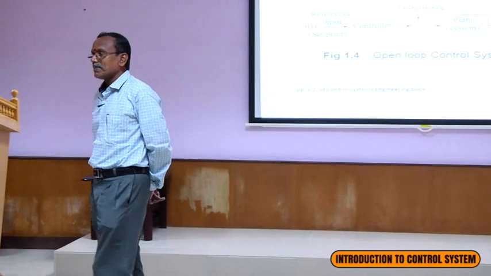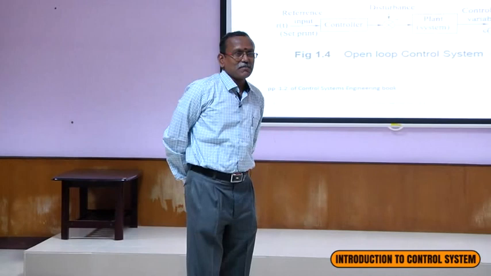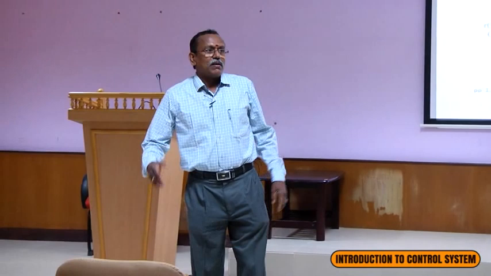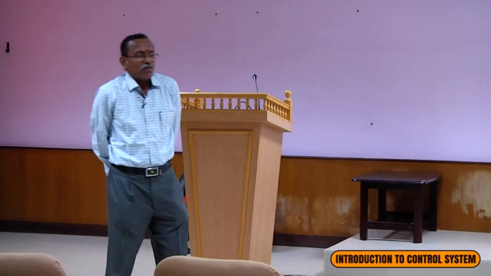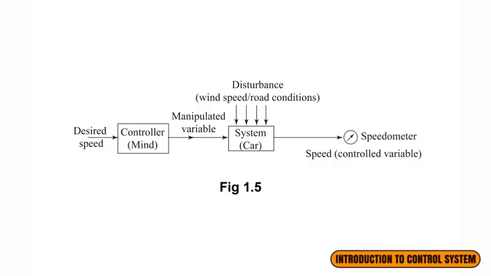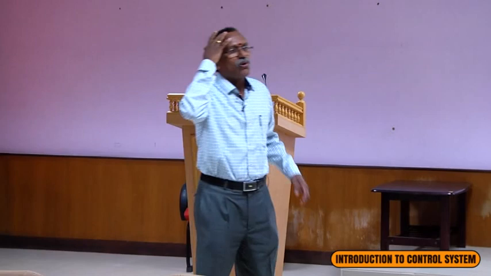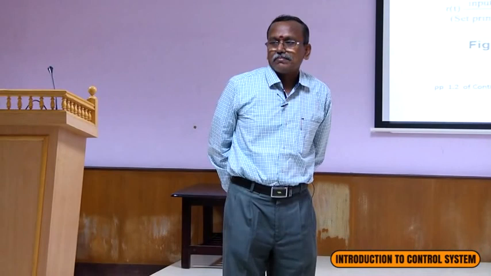when the disturbance is acting on the system. The disturbances are road slope and wind direction. While the disturbances are acting on the system, if I want to drive the car at 60 km per hour, I need a controller. Now the controller is open, because I calculated for 60 km per hour what pressure is required on the accelerator. I calculated it and gave it to the controller, that is, to my mind. Accordingly, my mind, the controller, gives the required pressure on the accelerator, but it is failing. It is not running at 60 km per hour because of disturbances entering into the system.